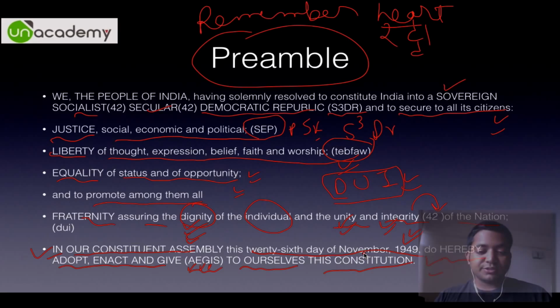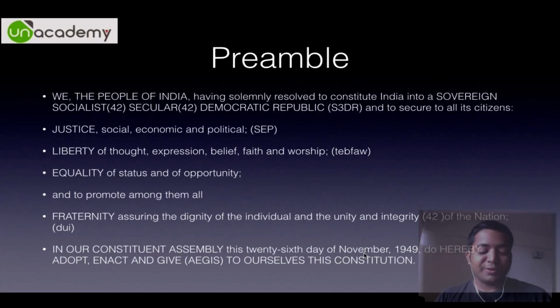In our Constituent Assembly, this 26th day of November 1949, do hereby adopt and enact to give to ourselves this constitution. Do not say like this. Do not speak at such a rapid pace that people can't understand it. It will not help you in interview.